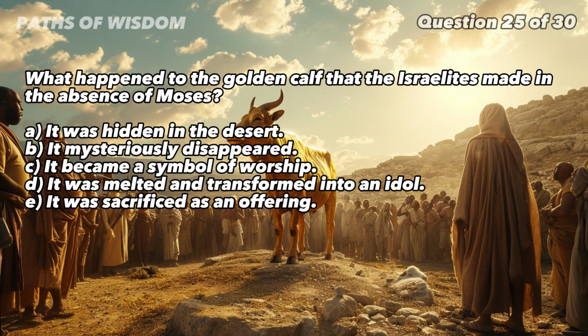Option A, it was hidden in the desert. Option B, it mysteriously disappeared. Option C, it became a symbol of worship. Option D, it was melted and transformed into an idol. Option E, it was sacrificed as an offering.